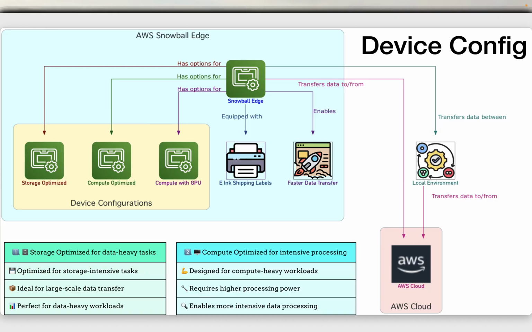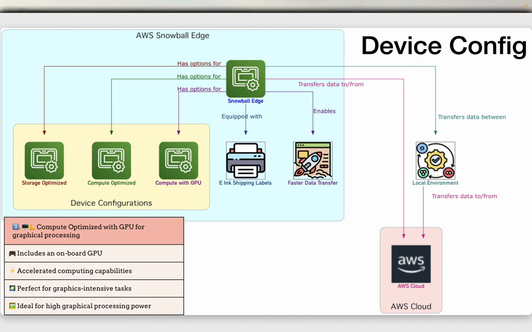Then you have compute optimized for intensive processing. So another configuration option for Snowball Edge, designed for compute heavy workloads and applications that require high processing power, enabling more intensive data processing tasks. So if you want to do some processing also while keeping it on premises or during the transfer, you can go for compute optimized. So you can run computation tasks or analytics at the same time.